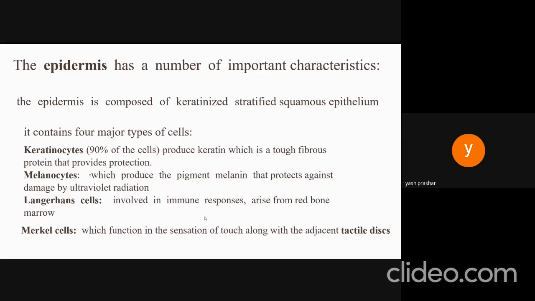The keratinocytes produce keratin, which is a tough fibrous protein that provides protection. Then melanocytes produce the pigment melanin that protects against damage by ultraviolet radiation. Langerhans cells are involved in the immune response, arising from the red bone marrow. Then we have the Merkel cells, which function in the sensation of touch along with the adjacent tactile discs.